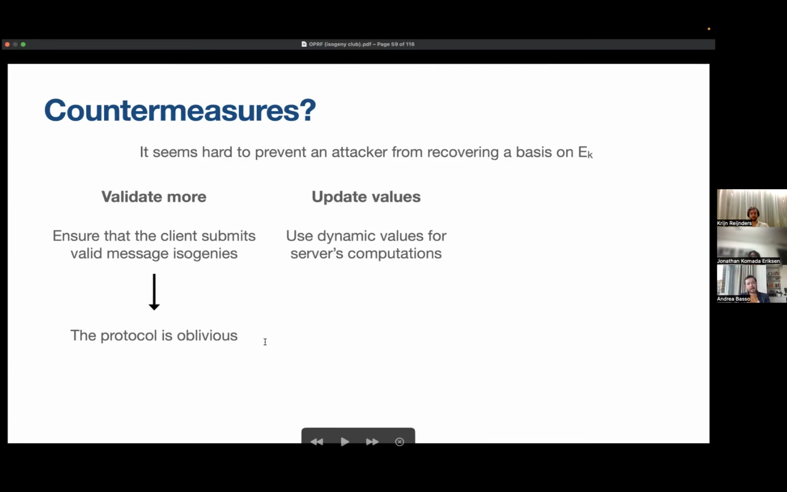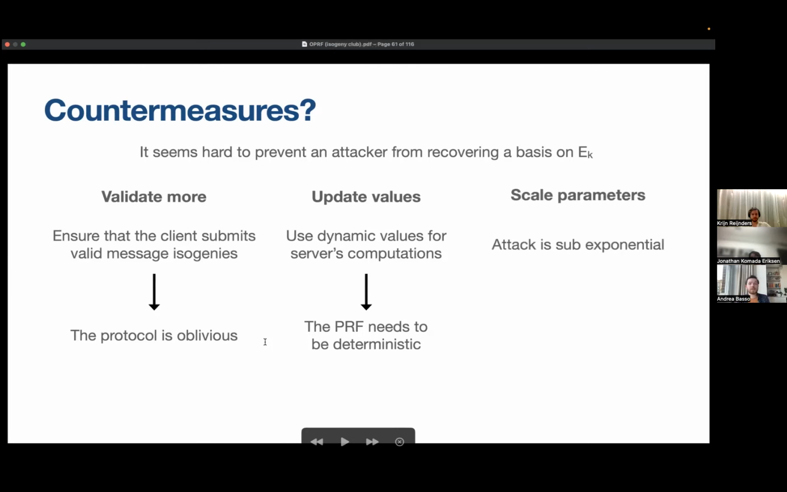A second approach is more focused on the server. The attack is possible because the curve EK is always the same. So if we could use some sort of dynamic values that change every time, this would prevent the attack. But the issue there is that the protocol is deterministic. We want the output to depend only on the message M and the key K. And the message M is unknown to the server. So necessarily the curve EK must only depend on K, which makes it very hard to be dynamic.